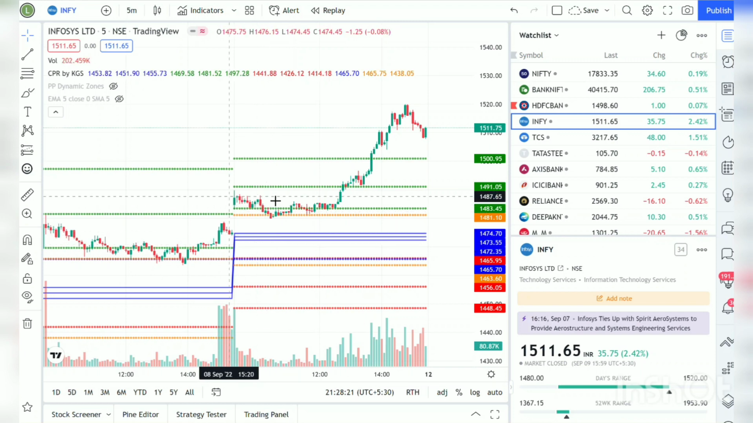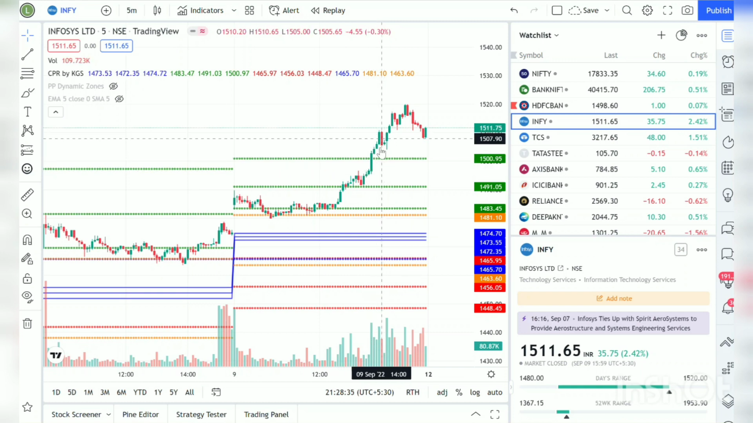And you can see as soon as it crossed this resistance 2, it gave a good up move. In the up move it retested this resistance 2, and then again it bounced. In fact it crossed this resistance 3 as well. So this is how I use this CPR. This CPR indicator will give you the stop loss level.